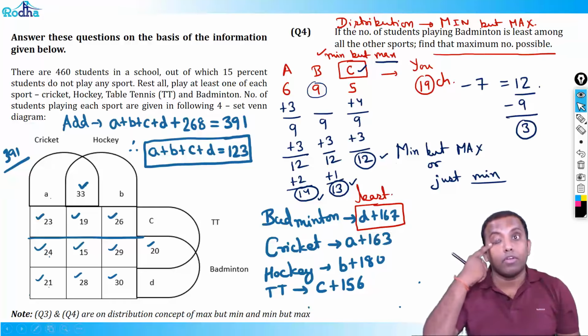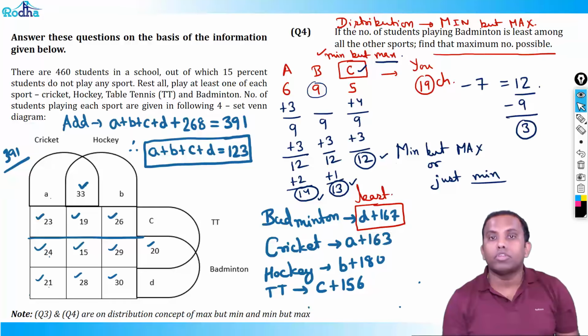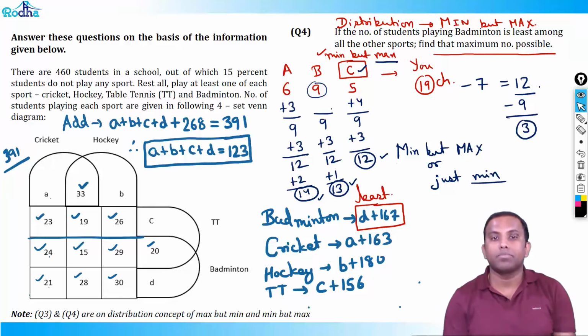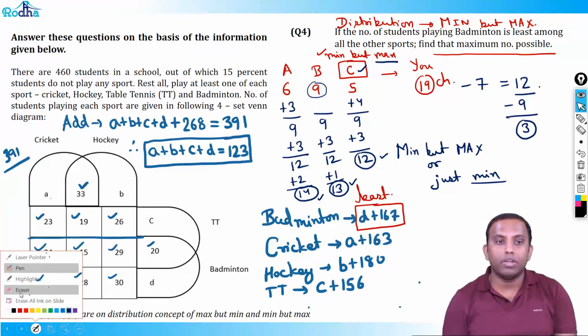Or in language you can write it like this: find the number of chocolates with C such that it is least among all A, B and C, but find that maximum number possible. So, the case of minimum but maximum. I hope you got this concept now. If you got it, we can do it very easily now.